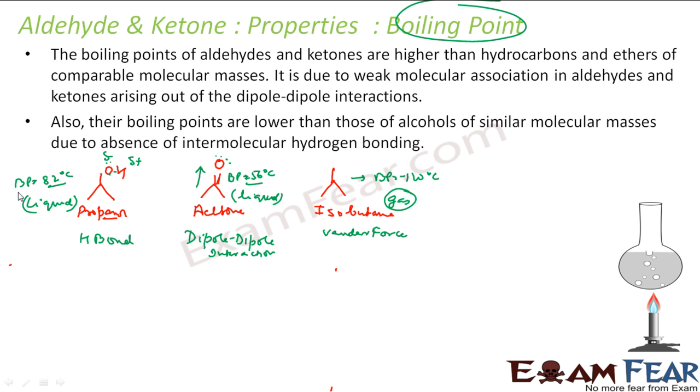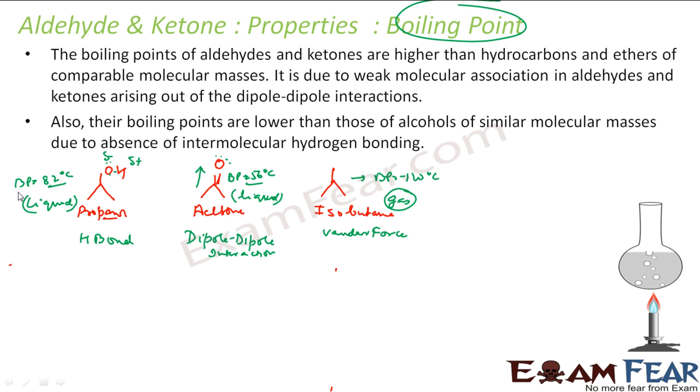If it has dipole-dipole interaction, it will have a lower boiling point compared to a compound which has hydrogen bonding. And if it doesn't have anything, only van der Waals force, it will be lower still. So if you are asked, okay, you have three or four compounds, and you have to tell which has a higher boiling point or lower boiling point.